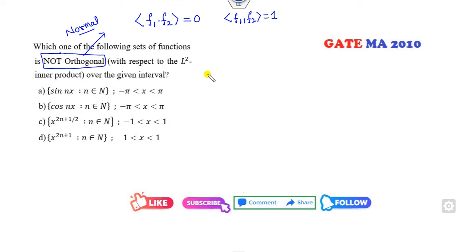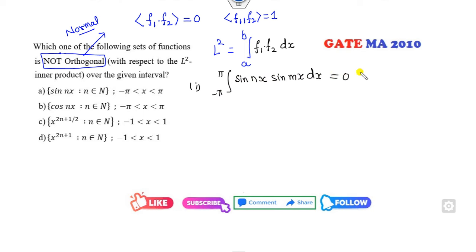So I can start from the first one. What is the definition of the L2 inner product? It's from A to B, and instead of the modulus it will be F1 F2 dx. Now look at the first one: sine, the interval is minus pi to pi. So sine nx, second is sine mx. What is the value of this? 0, by the orthogonal properties of sine x.